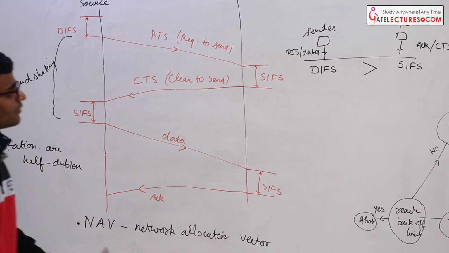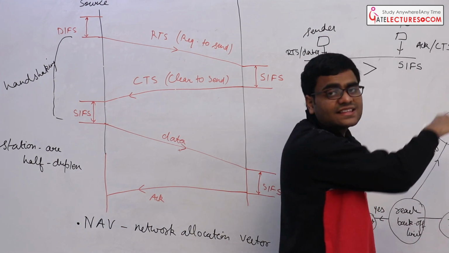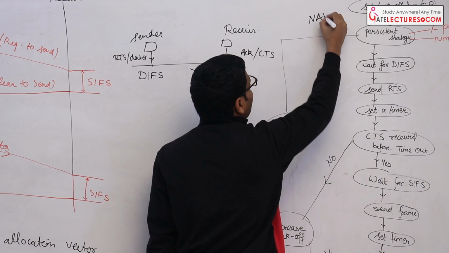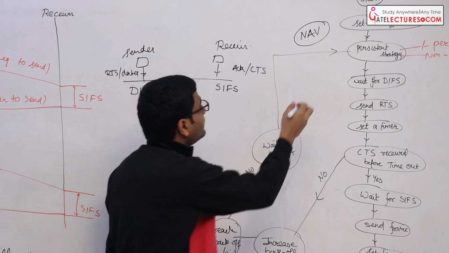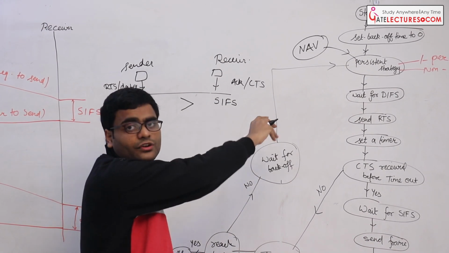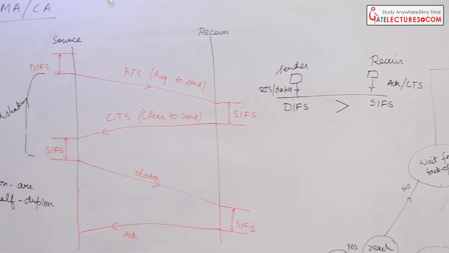So we can add one more thing here: before sensing the channel, the station checks its NAV timer. If the NAV timer has expired, only then does it sense the channel; otherwise it waits for the NAV to expire. This is also meant for collision avoidance.